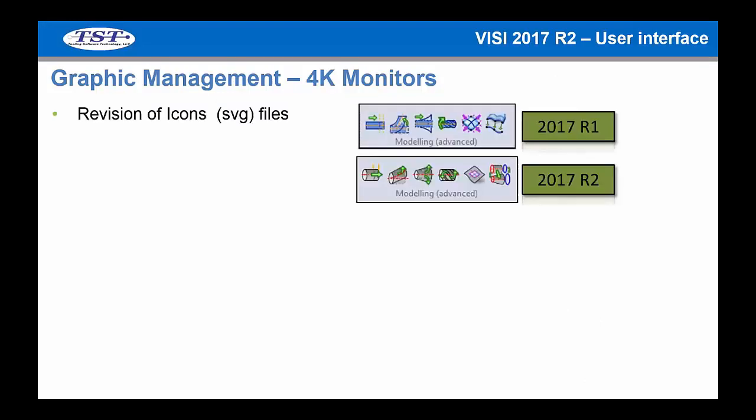So let's move on to graphic management. Now we are fully supporting 4K monitors. Before, you probably noticed, if you had a 4K monitor, some scaling resolution issues where you're scaling up those icons and they're pretty grainy. So with that, we have to revise the icons. From 2017 R1 to R2, you're going to see some differences. The icons have been updated with better DPI for resolution management.